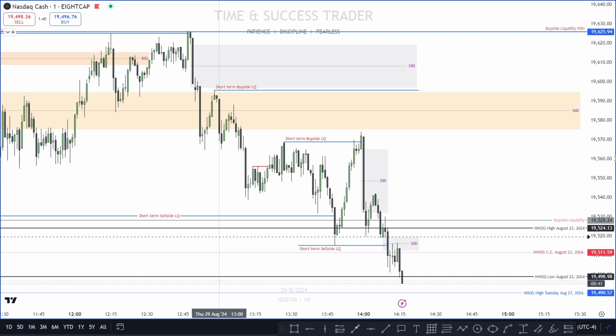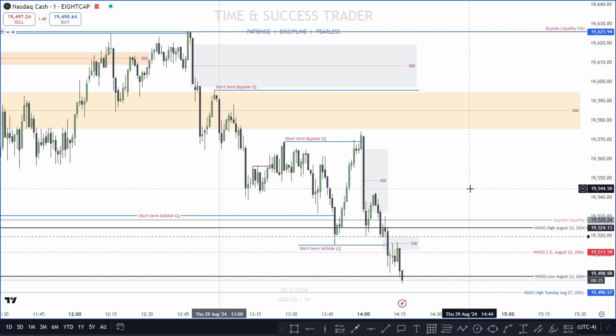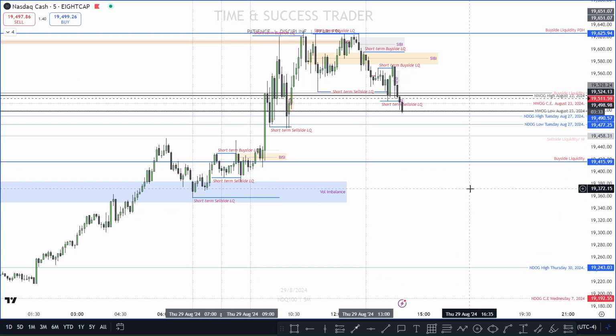Price tapped into the low of that new week opening gap. Did we take anything to the left? Let's look and see. No, we did not. But we are approaching this new day opening gap from yesterday.